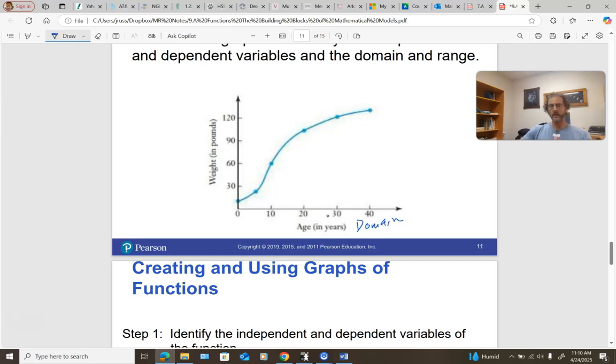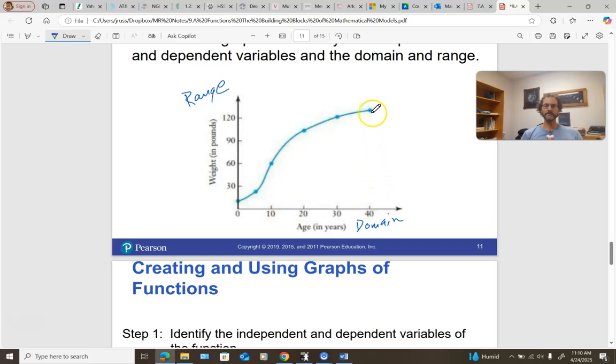Okay? Because as you're growing up, on average, your age will determine your weight. Or in other words, your weight is a function of age, or it depends on your age. Okay? And so weight would be your dependent variable, and consequently these different values will comprise the range. Okay? So let's talk about these ranges of values.